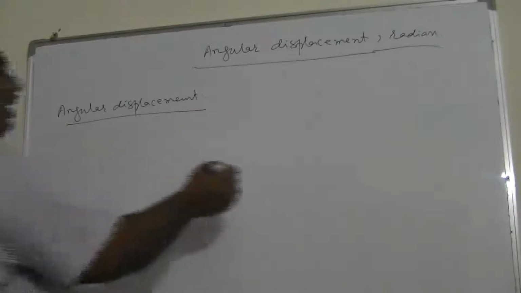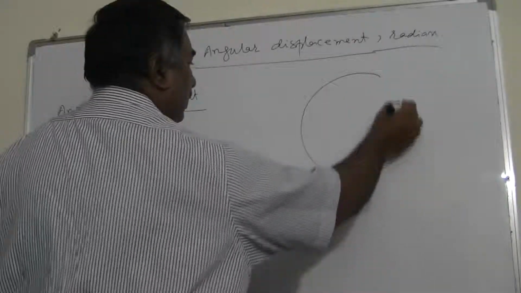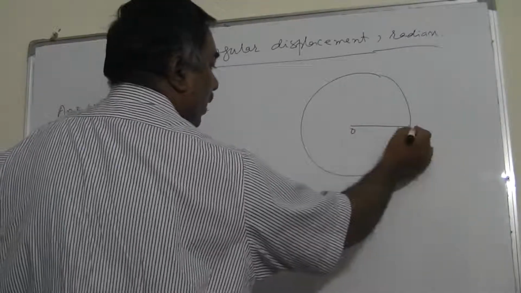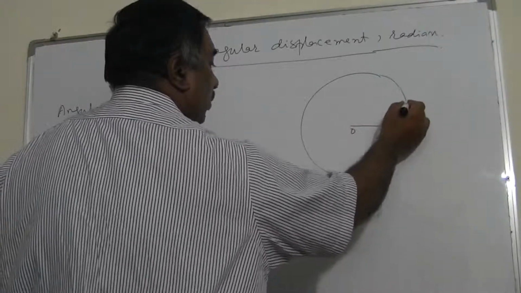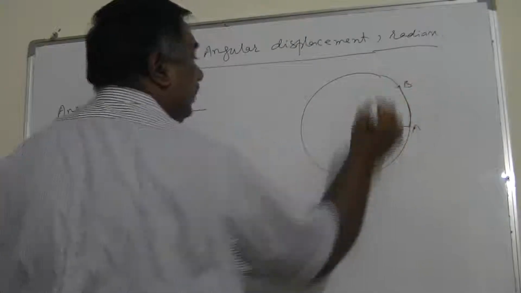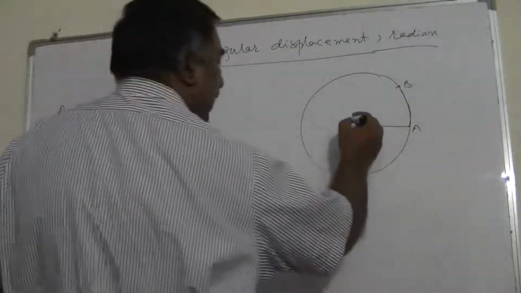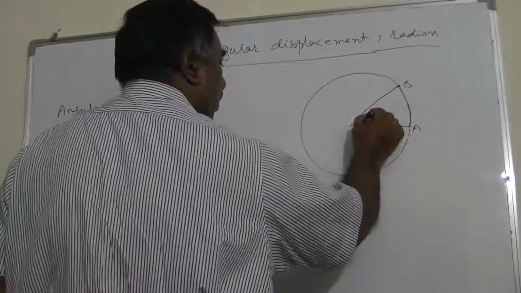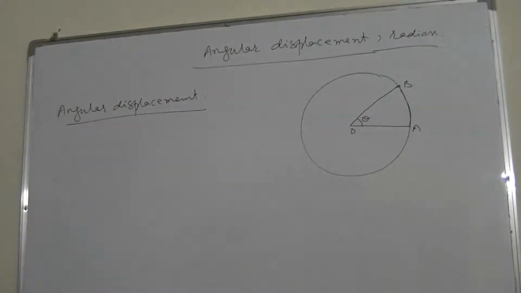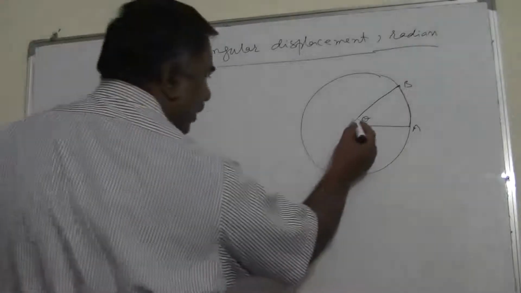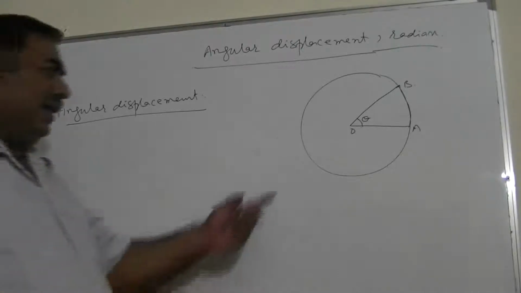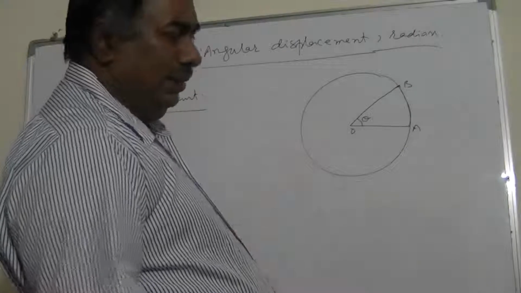I will say when a body moves in a circle, suppose this is a circle and a body is moving, and this is the initial line OA. Body is moving in the circle, suppose at a particular time it reaches this point B. Now this angle is the angle traveled in the circle, this angle theta. Suppose any angle theta. Now this theta is known as the angular displacement. Actually, it is the angle subtended or made at the center of the circle when a body moves in a circle.